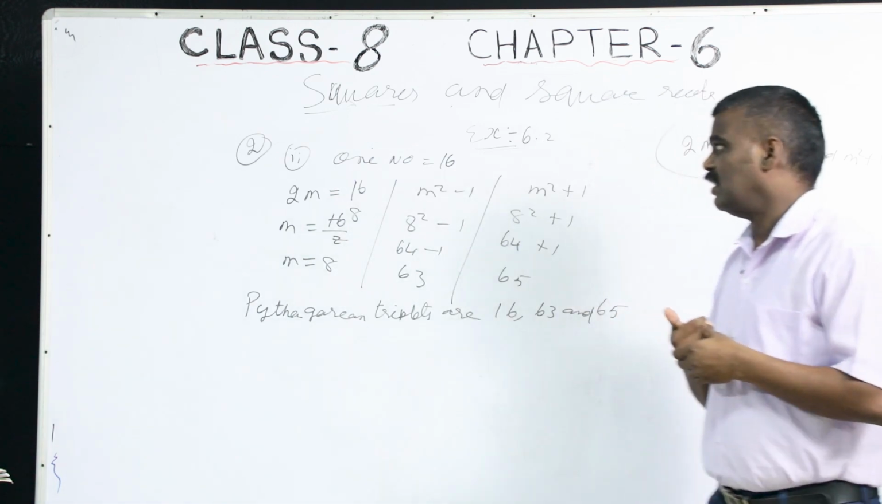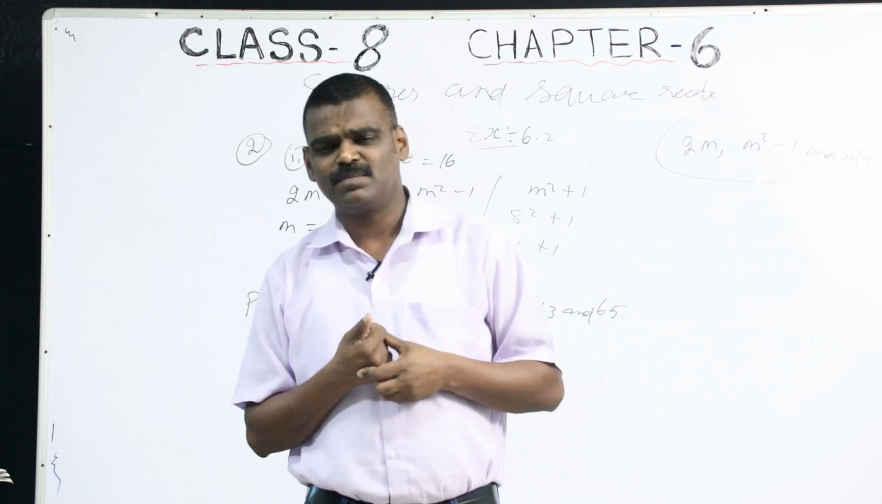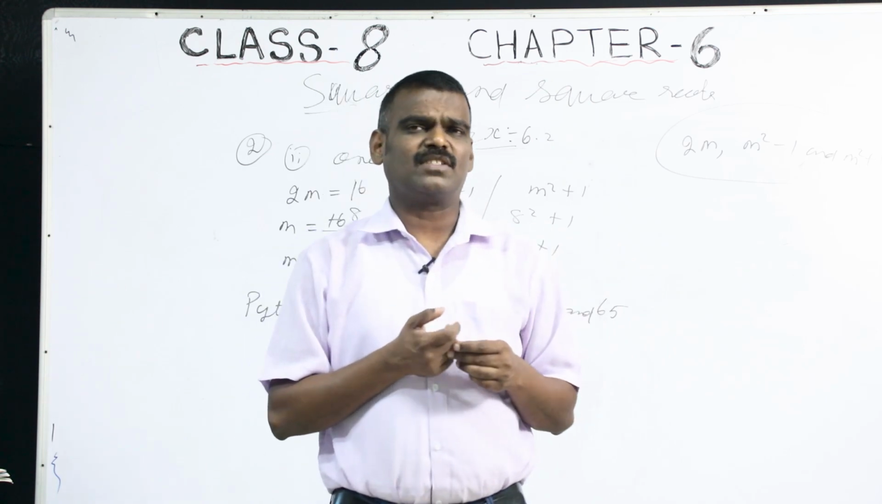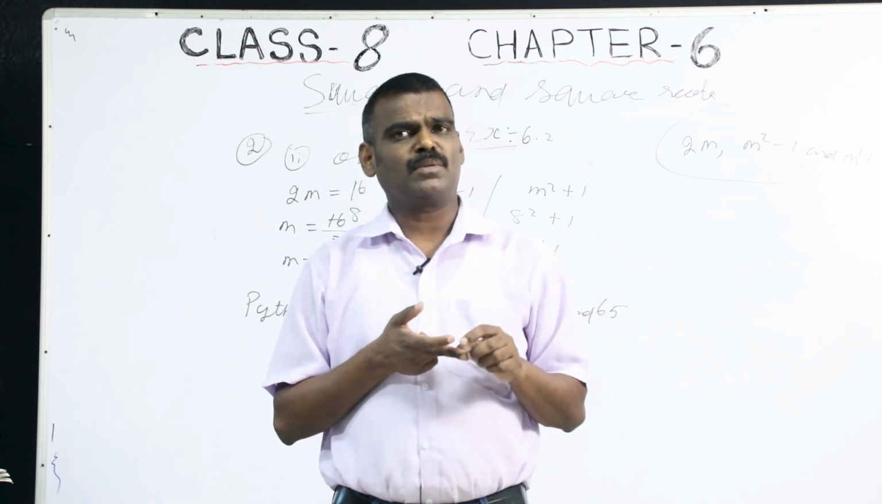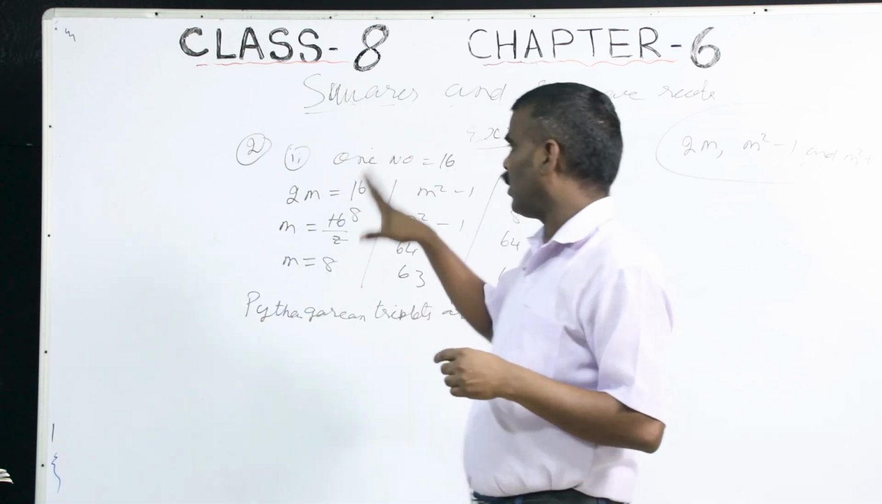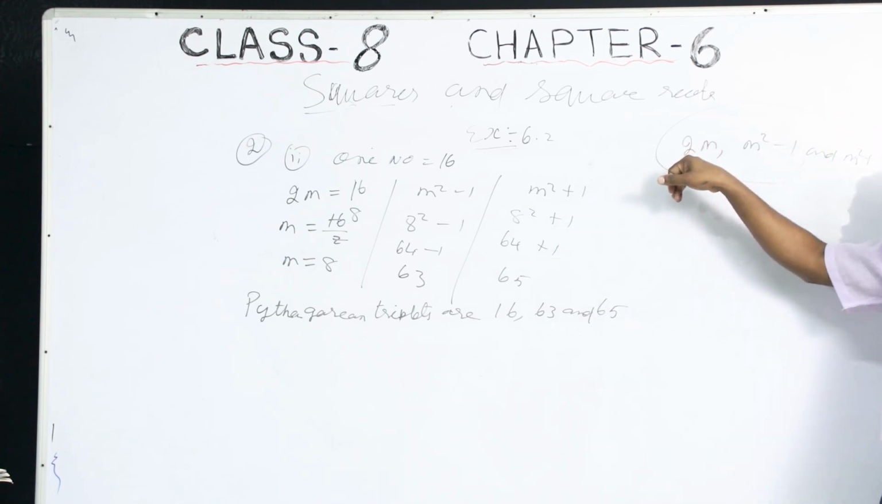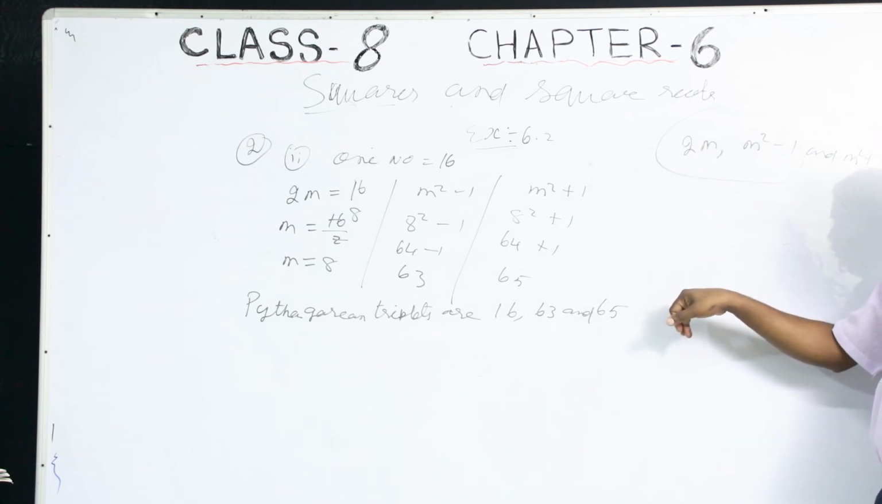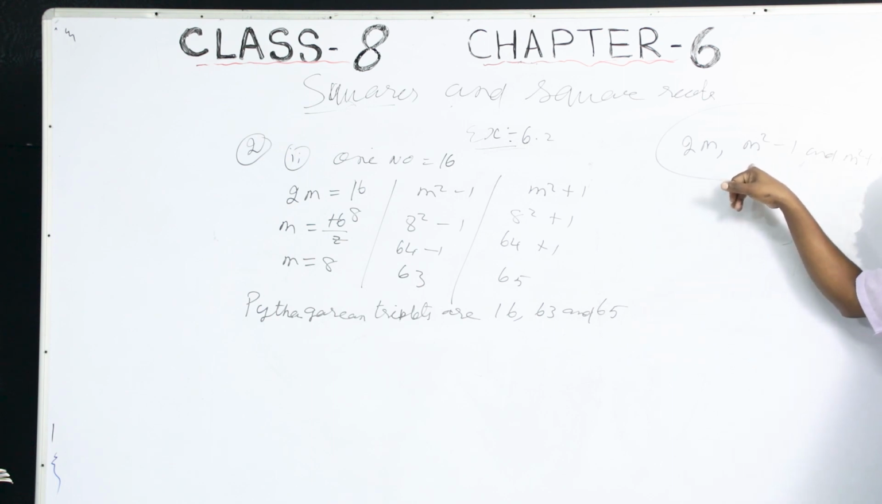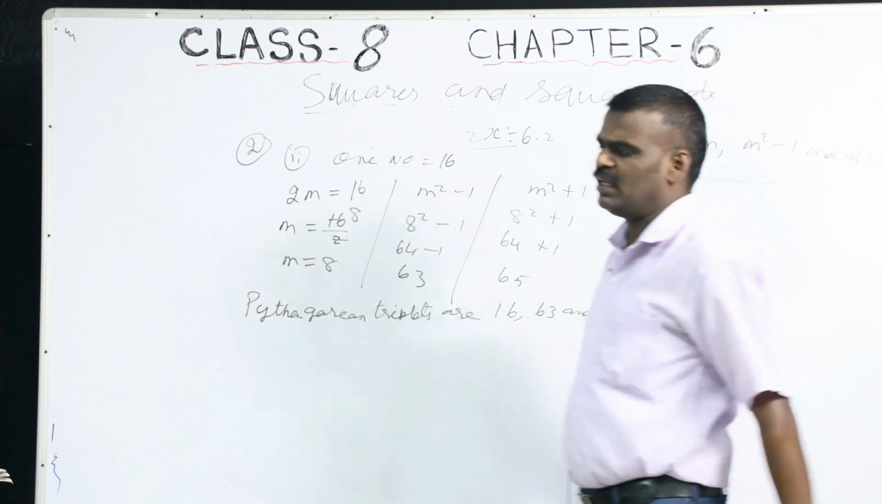We already learned. Then Pythagorean theorem. What does the Pythagorean theorem tell? Square of the largest side is equal to the sum of the squares of the other two sides. That also we learned. Then Pythagorean triplet, how to form it. If a number is given, you take that number as 2m, then you calculate to get m, then another number will be m square minus 1, then another number will be m square plus 1. You put it, you will get the answers.